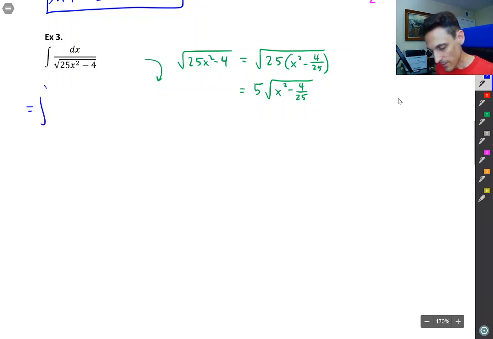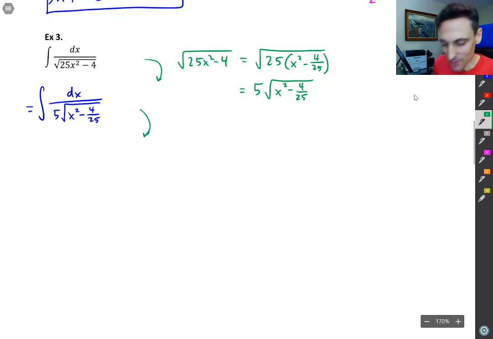So we're going to write this radical as the integral of dx over 5 times the square root of x squared minus 4 over 25. Oops, we wrote the dx already. This integral is only big enough for one dx. So now the next thing we're going to do is our trig substitution.